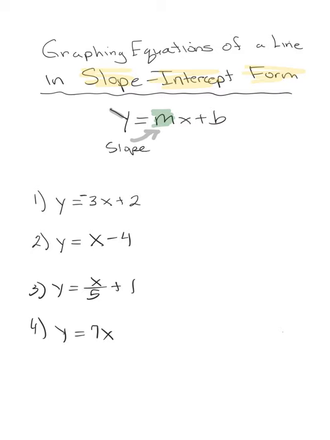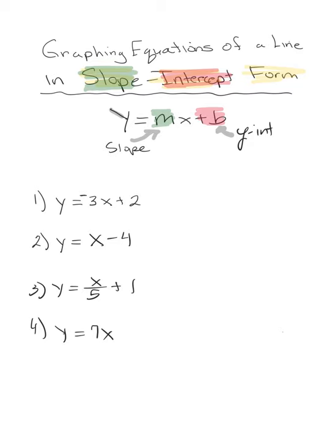And the b describes where the line is going to touch, cross, or intersect the y-axis. That's why they call it slope-intercept form, because when it's in this form, it tells you what the slope is, and it also tells you what the y-intercept is, where it crosses the y-axis. We're going to use the y-intercept and the slope to help us graph a line really quickly.